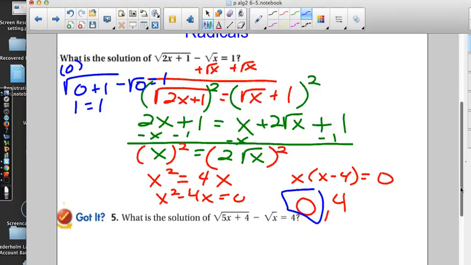Let's try 4. Square root of 2 times 4 is 8. 8 plus 1 is 9, minus the square root of 4. Does that really equal 1? This is going to be 3 minus 2. Hey, they both work.